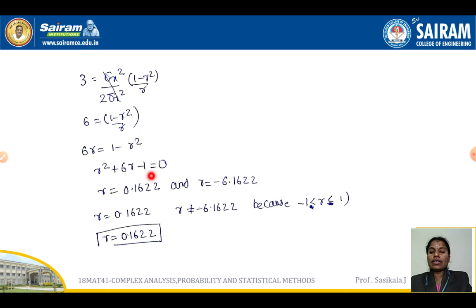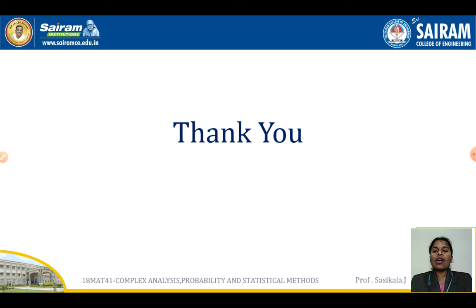So I'll get a quadratic equation. On solving it, I'll get the r values. One is 0.1622 and the other is minus 6.1622. So here, as we know already, the correlation must be between minus 1 and plus 1. So minus 6.16 won't be a correlation. So your correlation answer must be 0.162. So the correlation answer is r is equal to 0.1622. That's all. We have found the correlation result. Okay. That's all. Thank you.